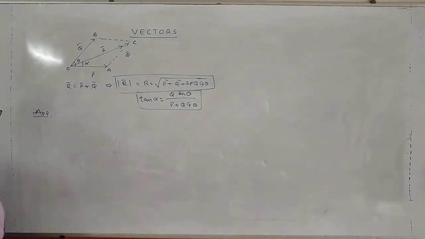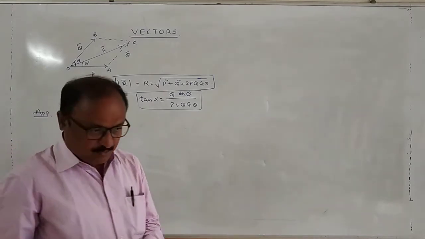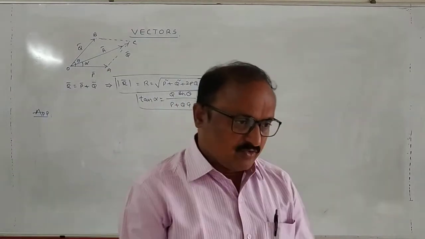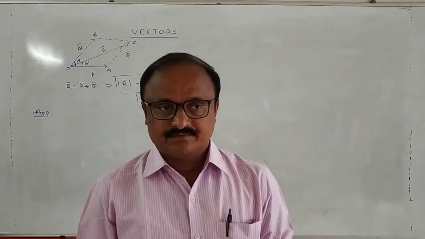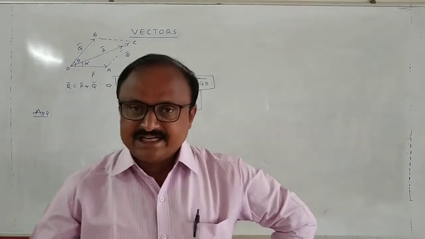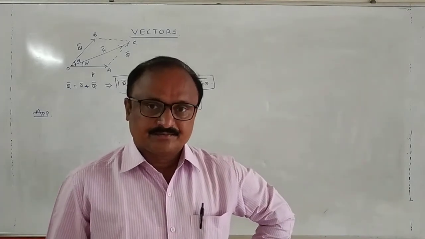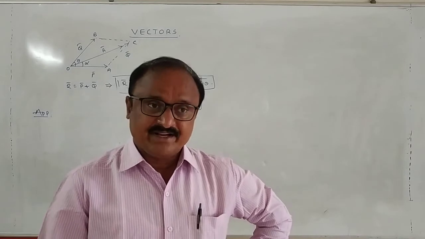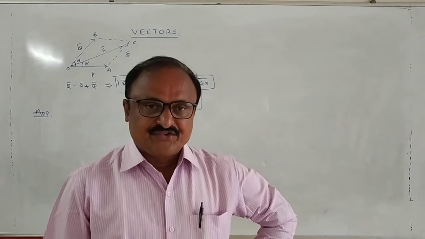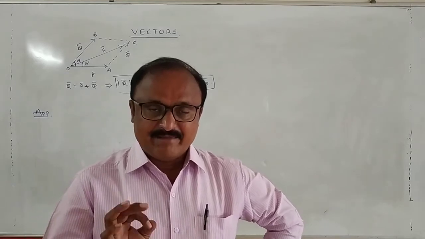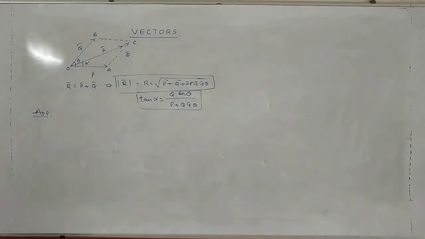Right. Now here there is one simple application. Suppose a body is moving along a straight line with an initial velocity v1 bar. After a certain instant, its velocity becomes v2 bar. It changes by an angle theta. Find the change in velocity, the magnitude of change in velocity of the particle. So what is it?